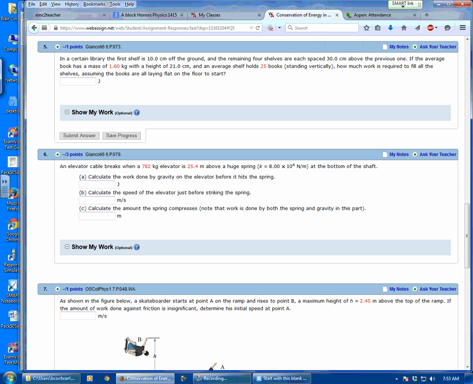Alright, so we're going to start with number 5 here, where we've got a library. We're loading up the shelves of a library, after some reason why all the books are on the ground, earthquake, something like that.